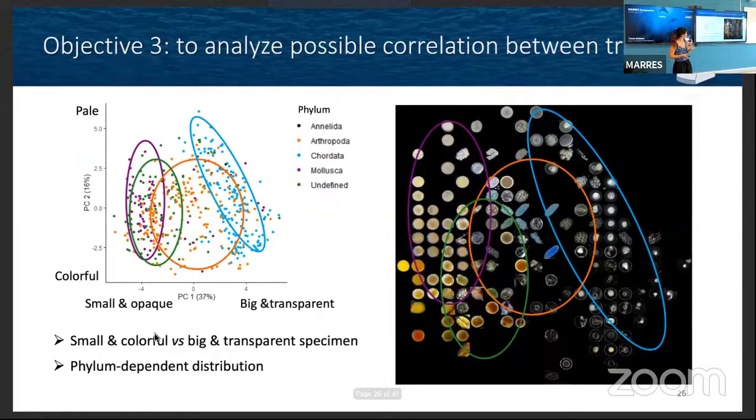After that, so we have one side with small and colorful, the other one with big and transparent eggs. We investigated the phylum dependency of this distribution. So here we find at the center in orange the arthropods, so also part of the copepods belong, as I showed you before, with the elongated bags of eggs. The chordates, mainly bony fishes with the big and transparent eggs. The mollusks, small and sometimes colorful. And also a part, called undefined because we were not able to identify it.